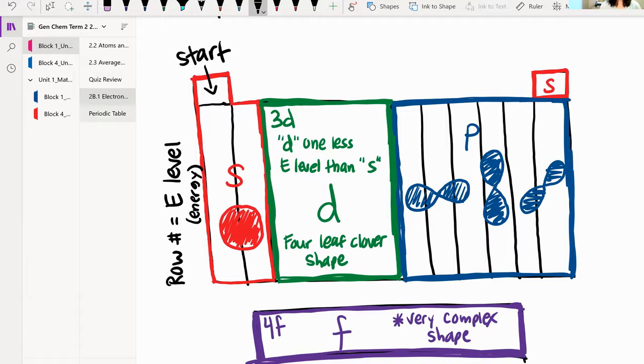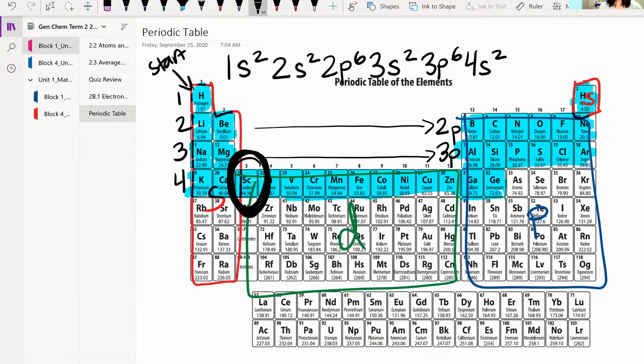So when I get here to scandium on the periodic table, it's going to be 3D. Just watch out for that. I'm going to write 3D. You don't have to put a circle around it, but I'm circling it for emphasis. That's 3D, guys. Because the rule is the coefficient of D has to be one number lower than the coefficient of S that came before it. And so since we're on 4s, that means it's going to be 3D, one less.